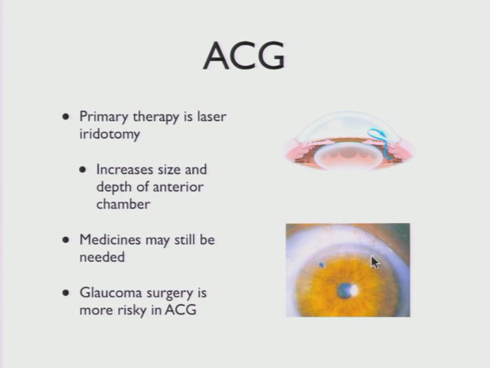So the primary treatment for angle closure glaucoma is a laser iridotomy. In a laser iridotomy, a small hole is made in the peripheral iris with a laser. You can see here a slit lamp photo of an individual who has had a laser iridotomy. Now, the laser iridotomy is tiny. It can't really be seen with the naked eye, but only on a clinical exam in the slit lamp.